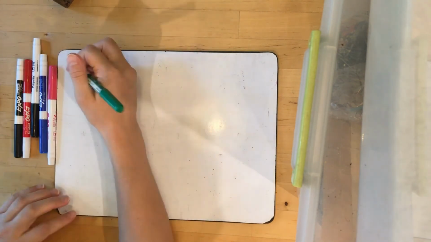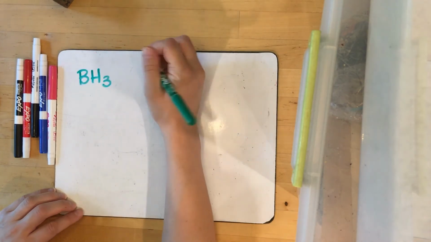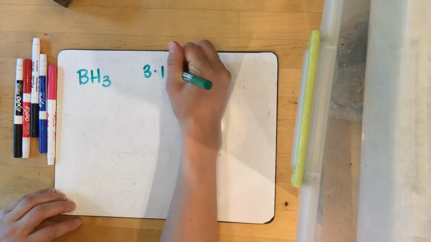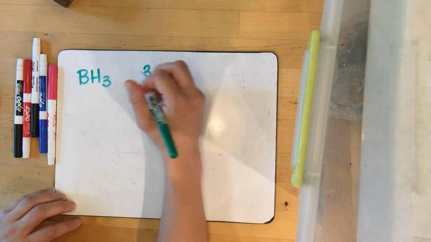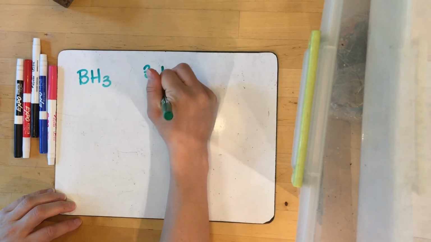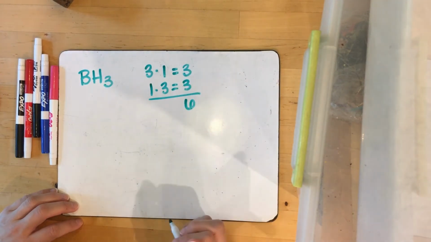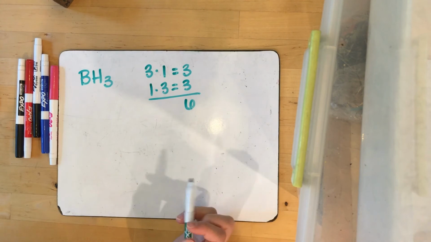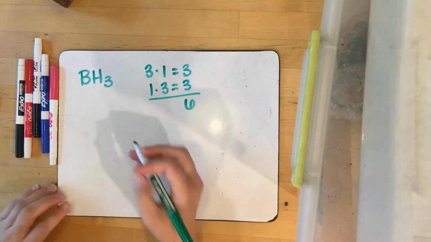The next example is BH3. So boron has 3 valence electrons, and there's 1 in the formula. Hydrogen has 1 valence electron, and there are 3 of them in this molecule. So total, we have 6 electrons to use. We need to choose a central atom. It's most likely going to be boron here because it's the only one of its type.